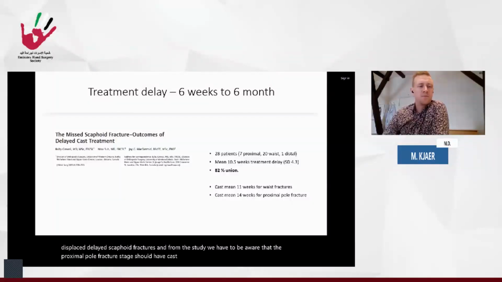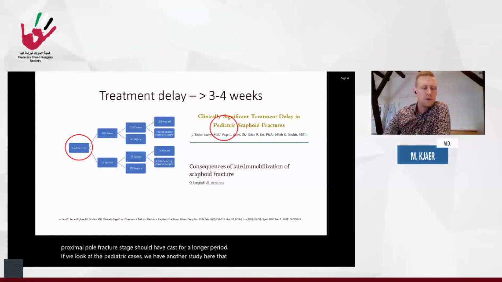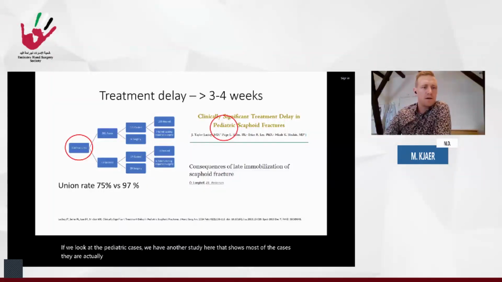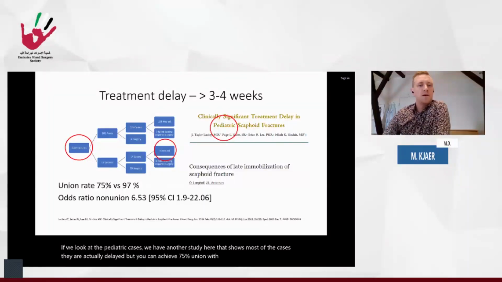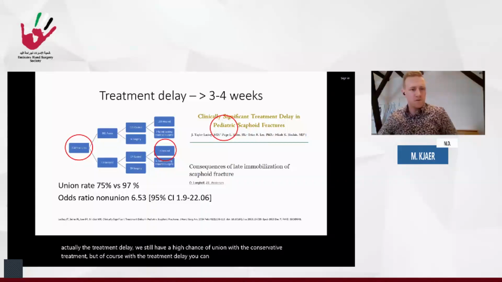longer period. If we look at the pediatric cases, we have another study here that shows most of the cases are actually delayed, but you can achieve 75% union with conservative treatment. So actually with the treatment delay, we still have a high chance of union with the conservative treatment. But of course, with the treatment delay, we can see here the odds ratio of non-union increases.